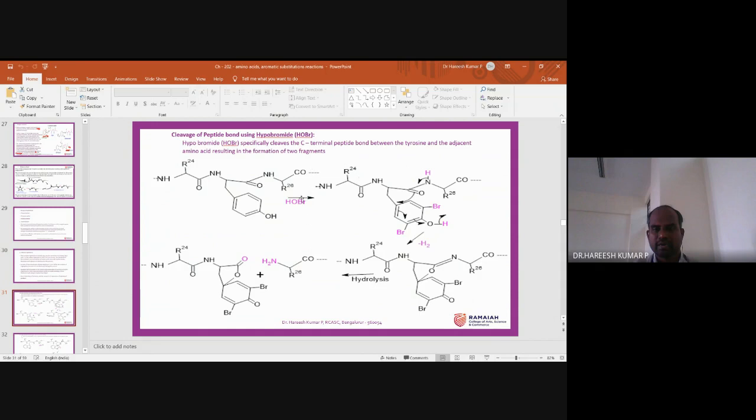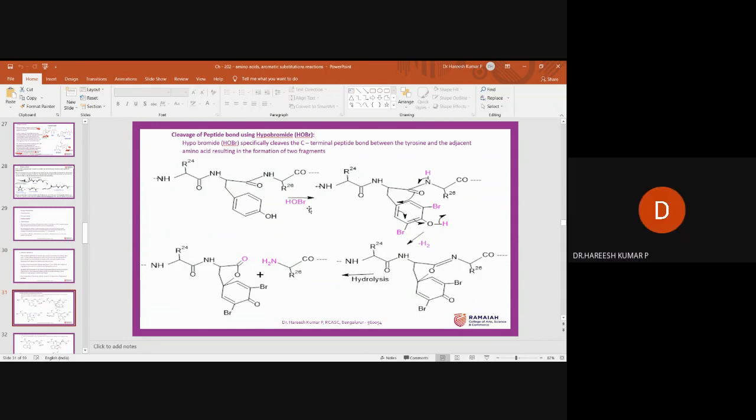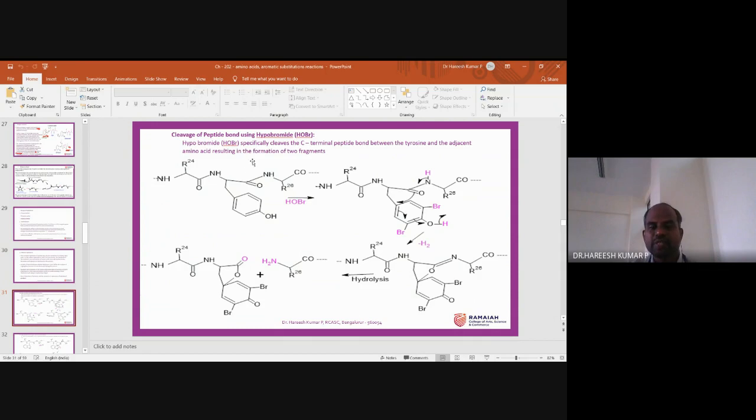What I am saying here is that hypobromite means HOBr. This HOBr cleaves a peptide. Here I am taking one peptide, more particularly a peptide having this here. This is the 24th amino acid residue, this will be the 25th amino acid residue, and this will be the 26th amino acid residue. It's a peptide I'm taking here. At the 25th position, the residue is tyrosine, isn't it?